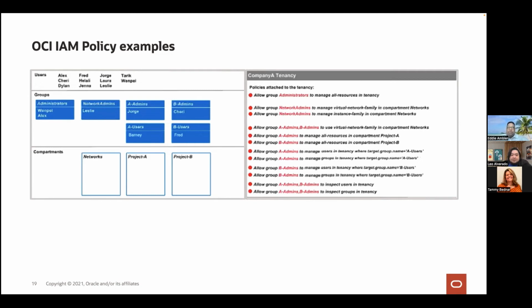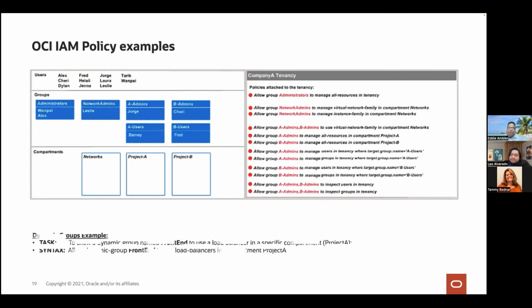Hey, Leo, can you walk us through one more, the dynamic groups? Walk us through this example here. That was pretty good. I think the team's getting an idea of how the syntax flows, right? But can you walk us through dynamic groups once more?